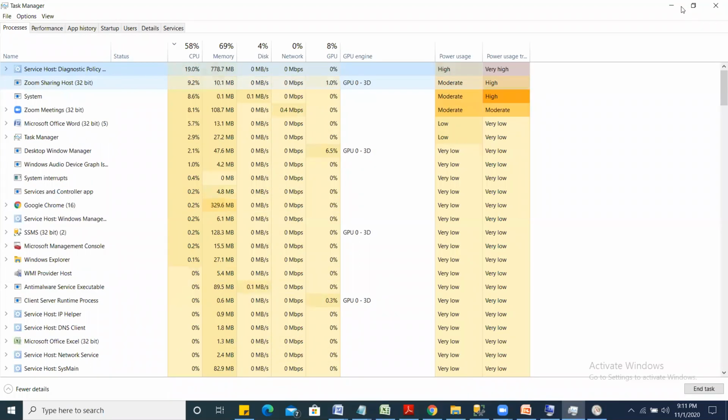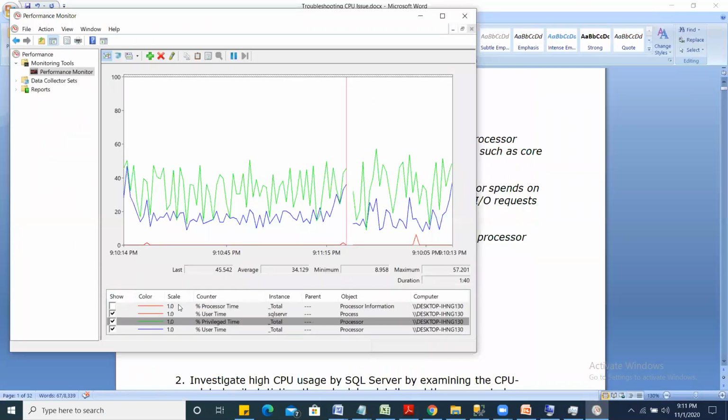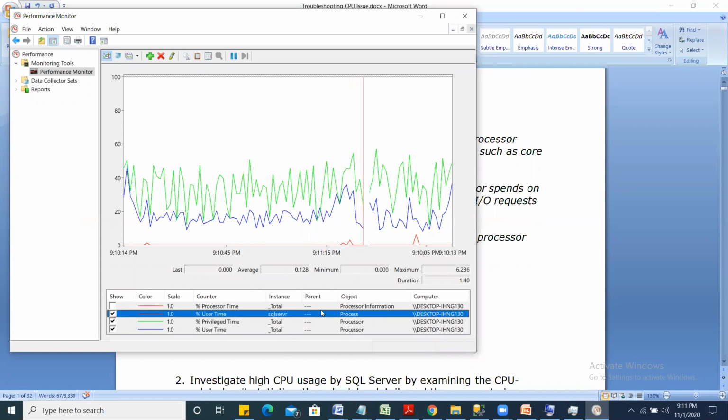Now, if that is not the case, and you see that your maximum utilization is under this process user time, where the application is SQL Server, then you have to start to analyze your waits, CPU waits, how CPU waits are going on. But before going to the CPU waits, check for the max DOP value and the cost threshold for parallelism value.